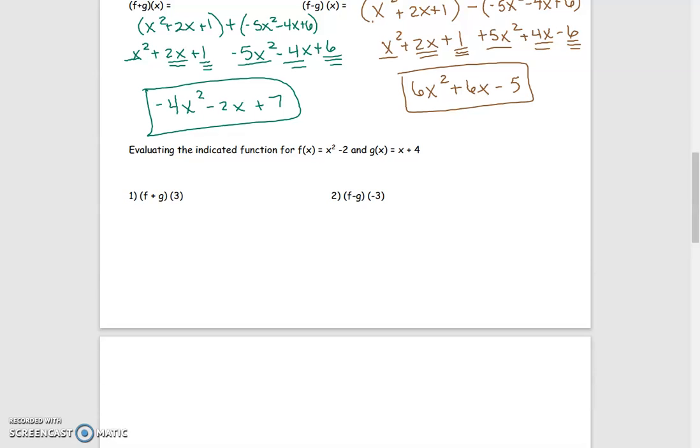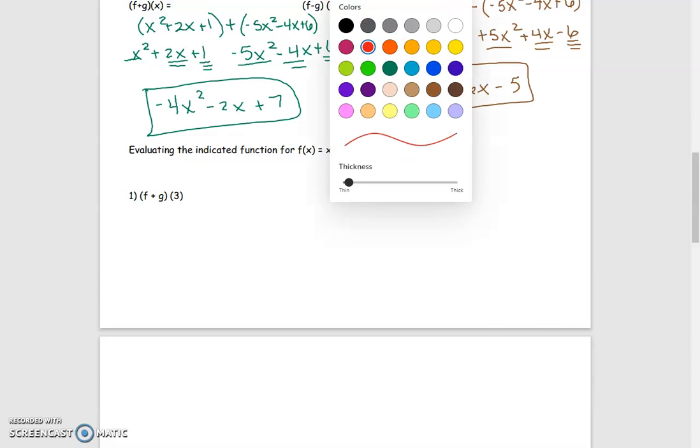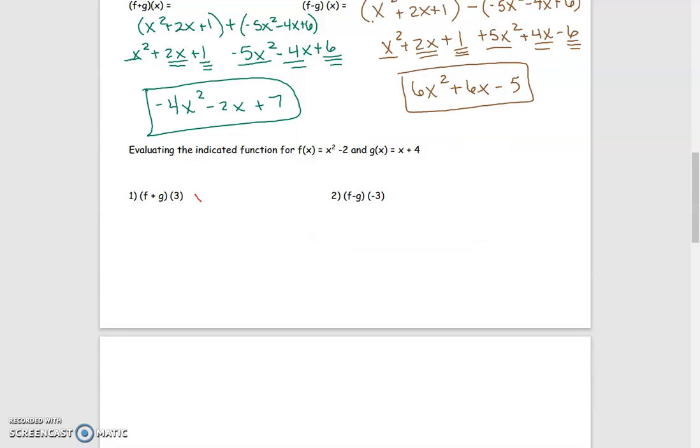All right, so our last two are going to be when we evaluate. So we're going to do exactly what we did up above, but then we're going to plug in our 3 for the x or variable at the end. So we're actually going to sub in our value at the end. But first, let's go ahead and just add them. So we have x squared minus 2 plus x plus 4. We're just going to combine those together. We have x squared and then our x. And then we can add the constants together to get a positive 2, but nothing else was able to be combined.